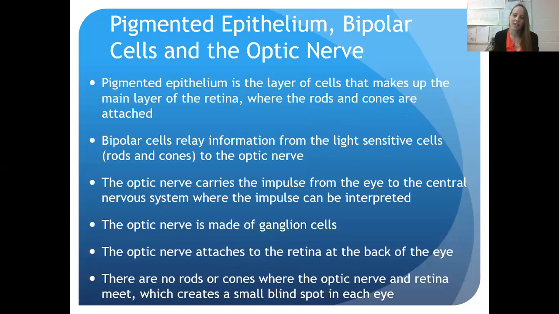The optic nerve cells are made of ganglion cells, so sometimes you just see them referred to as ganglion cells, but optic nerve cells and ganglion cells are used interchangeably. The optic nerve does attach to the retina at the back of the eye, and like I said, there are no rods and cones there, so it is a little blind spot.